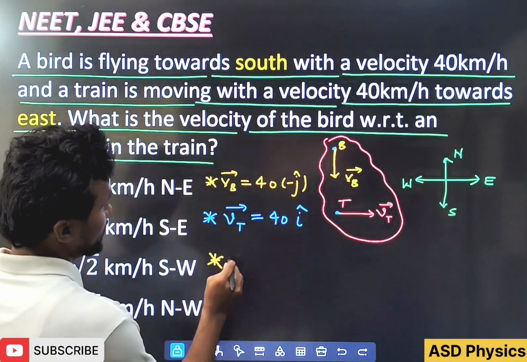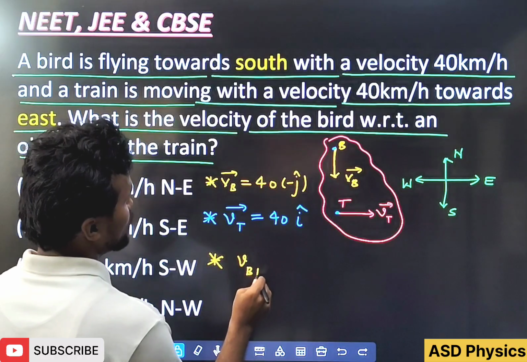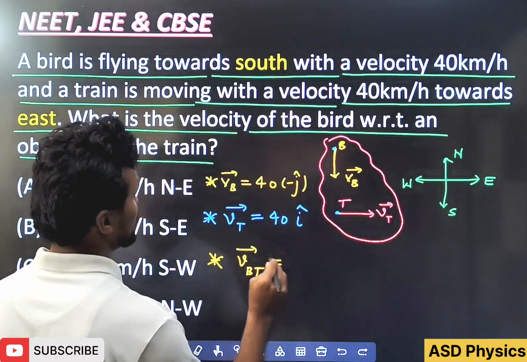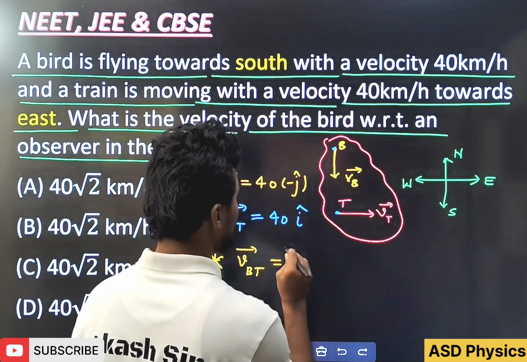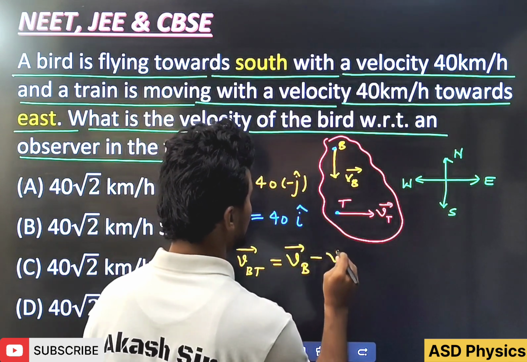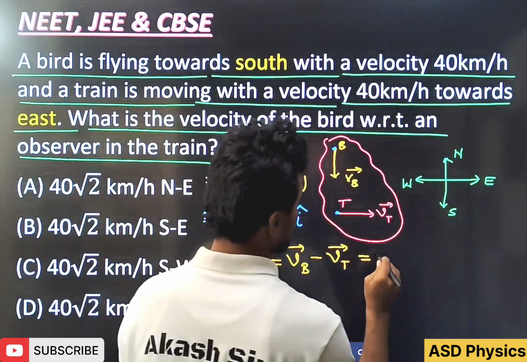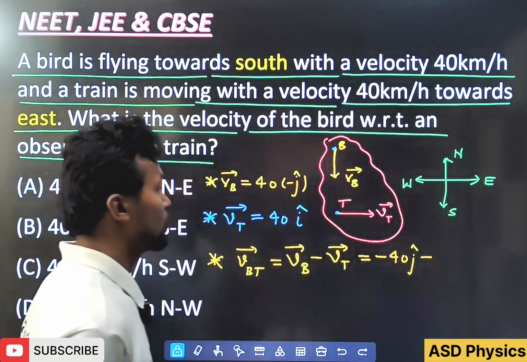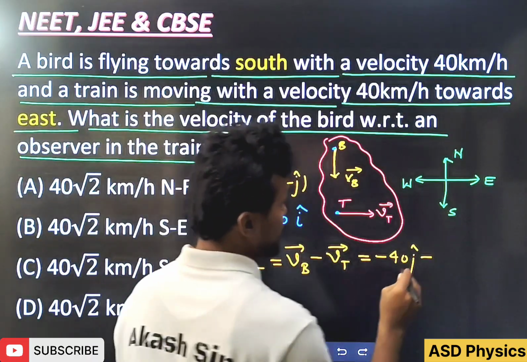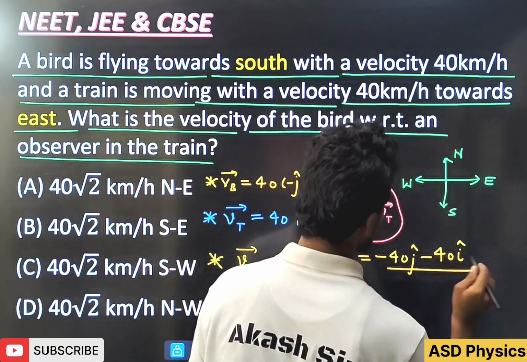Now we can write here, see, what they are asking: velocity of the bird with respect to an observer inside the train. So velocity of bird with respect to train is given by velocity of bird minus velocity of train. So what is the velocity of the bird given here? Minus 40 j cap, minus the velocity of the train, 40 I cap. So this is the answer.